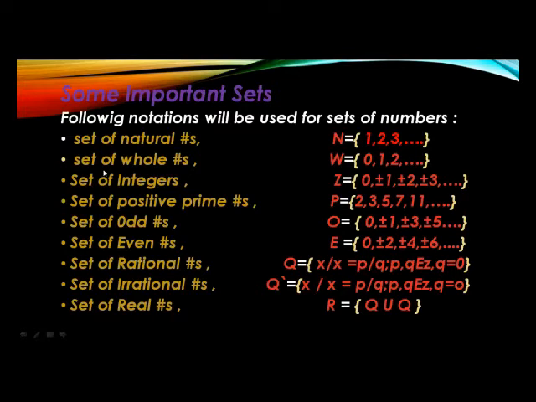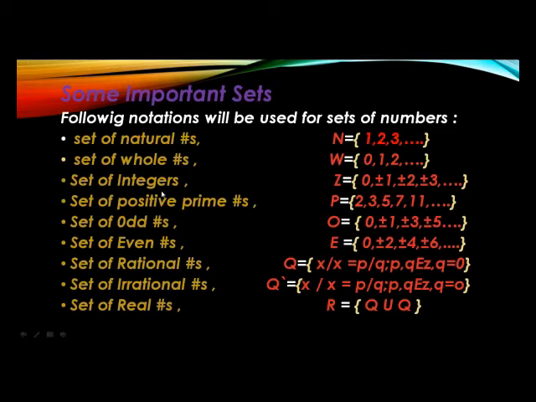The next is the set of whole numbers. As we have whole numbers, we take the first letter, that is W. So W means whole numbers. Whole numbers start from 0. This is the main difference between natural and whole numbers. Natural numbers start from 1, whereas W, or whole numbers, start from 0.